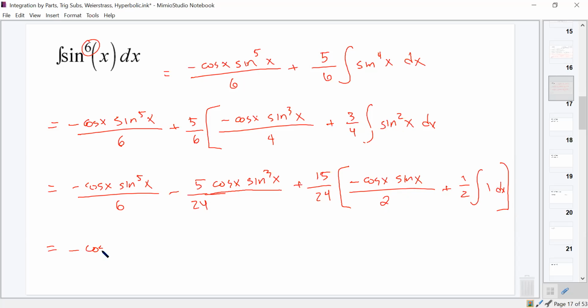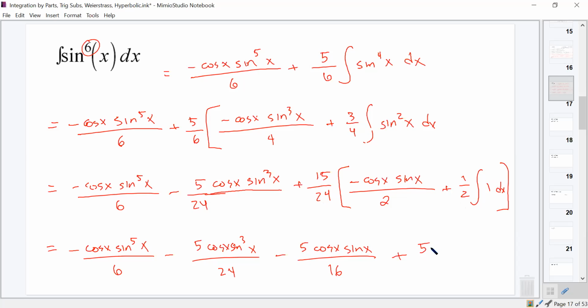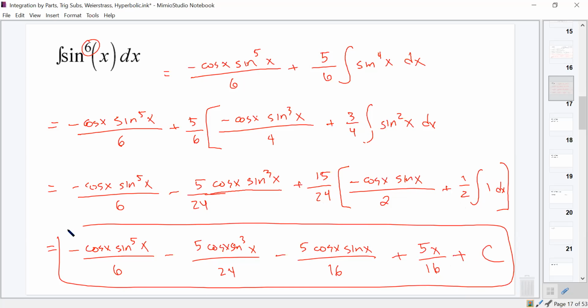So in the end, we should get negative cosine x sine to the 5th x over 6 minus 5 cosine x sine cubed x over 24. 15 over 24 is the same as 5/8, right? And so then that'll become 5/16. So minus 5 cosine x sine x over 16. And then we've got 15/24 times a half again, which is just going to be another 5/16. And the integral of 1 should be plus 5x over 16, plus your constant. Don't forget your plus c at the end. Be ashamed to go through and do all of that correctly and then forget your plus c and lose a point.